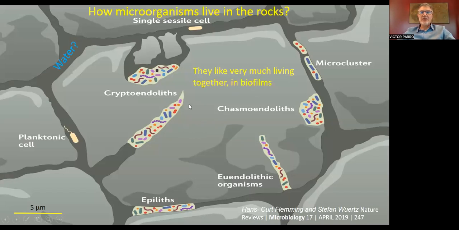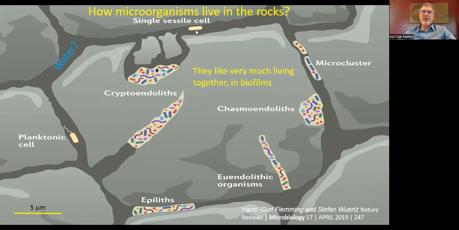There are different ways to do that. You can see here a grain of minerals where microbes can be living in different ways. They might be living forming microclusters, like you see on the right. They may have a cryptoendolithic way of life inside the rocks, or epilithic, just on the surface. Whatever the way they are attached to the mineral grains, the most important thing here is that they like living together.